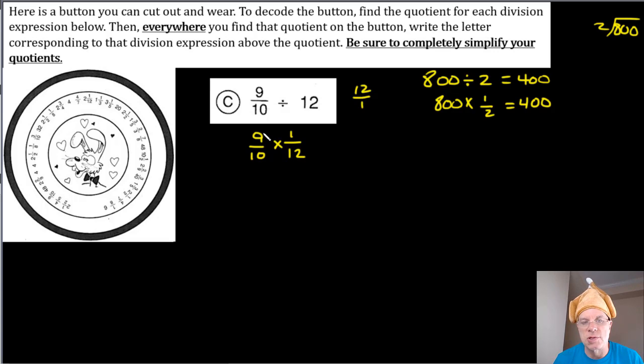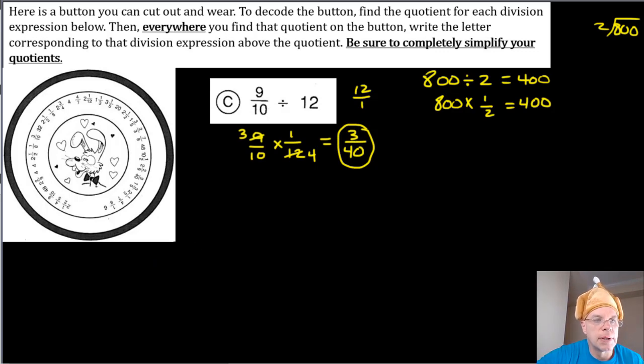And now we look for ways to simplify. This numerator 9 and this denominator 12 have a common factor of 3. 9 divided by 3 is 3, and 12 divided by 3 is 4. So now when we multiply, we have 3 multiplied by 1 is 3 for our numerator and our quotient, and 10 multiplied by 4 is 40 for our denominator. I say quotient because it started as a division problem, but we changed it to multiplication, so you could think of this as a product at this point also. 3/40 can't be simplified further, so I expect that's the correct answer.